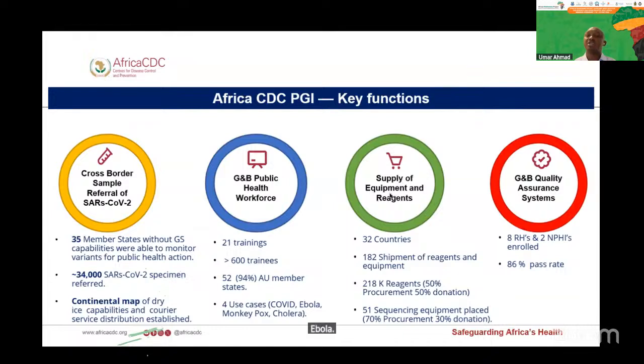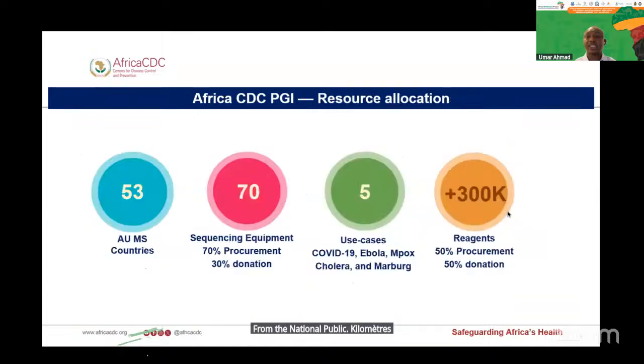We also supported the countries with supply of equipment and reagents. We supported 32 countries with sequencers, 182 shipments of reagents to different countries, and also 200 kits of reagents, of which 50% were procured, while 50% were donations from partners. And we also supported quality assurance, the QMS, for the national public health institutions. So we had about 86% passing rates of the QMS for genomics quality assessment before the data can be uploaded to sequence repositories. So these are basically the contributions of the Africa CDC and the African Union.